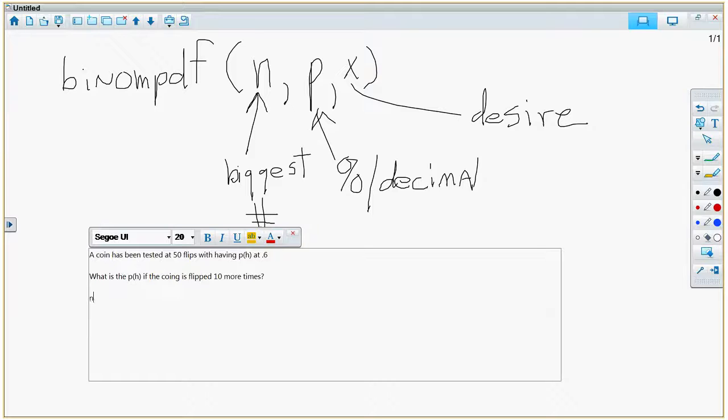So N is equal to 50. P is equal to 0.6. And X is equal to what? 10. And you would put that in your calculator.